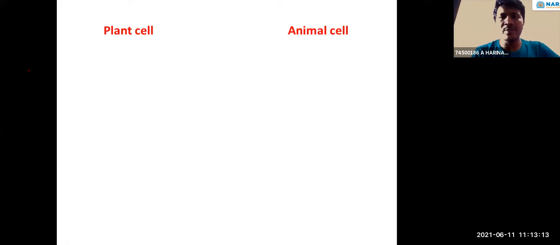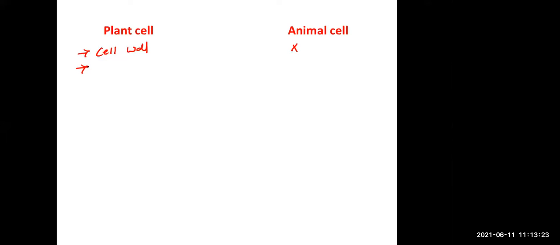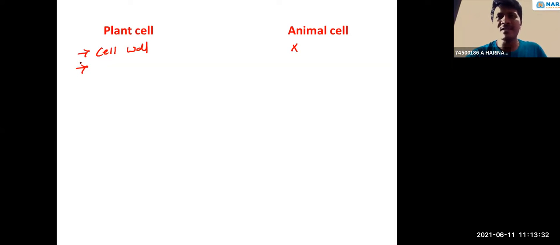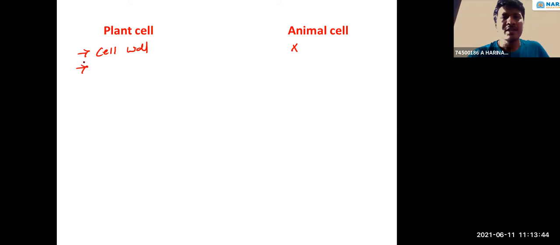Next, the difference between plant cell and animal cell. Here cell wall is present, here it is absent. Sir, will animal cells have flagella and cilia? Some animal cells consist of cilia, like Paramecium, and flagella is present in some cases, right? Yes, here the cell wall is present. Here there is no cell wall.